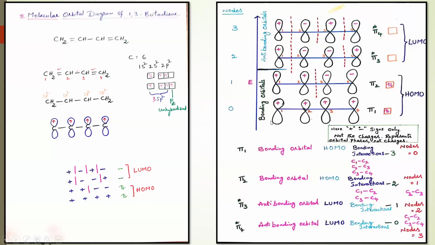Here we can see the molecular orbital diagram of 1,3-butadiene. This is the energy axis, E for energy, and 4 carbons, 1, 2, 3, 4 carbons, and these are p orbitals. Black color indicates p orbitals. Now, plus and minus signs are there. All these are signs, not charges. The bonding interactions happen between the lobes having the same sign. The orbitals of same sign overlap as bonding interactions. Orbitals of different signs are anti-bonding interactions.